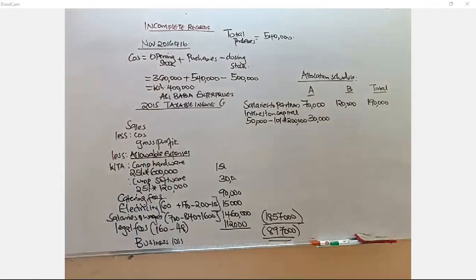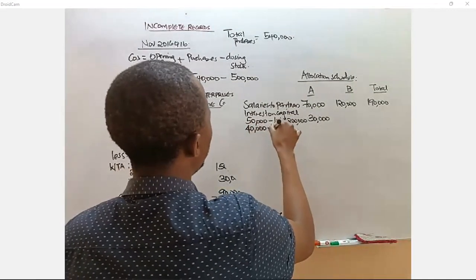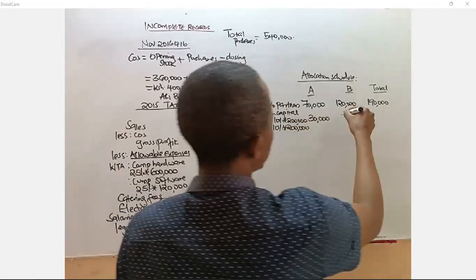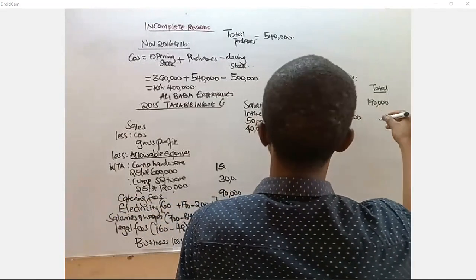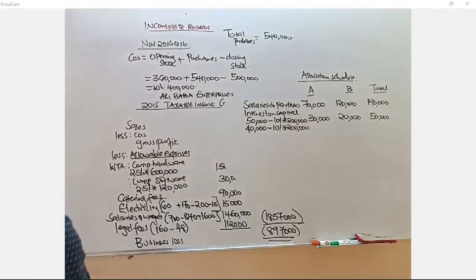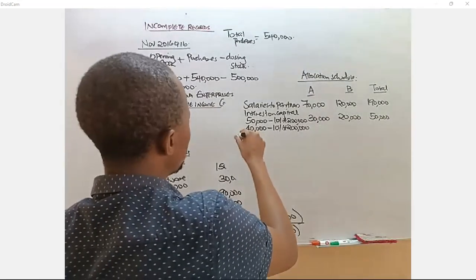The other one, the interest on capital was 40, minus 10% of 200,000, and you're going to be getting 20,000 here. The total interest on capital is 50,000. Nothing else is affecting. We don't have bonuses, we don't have commissions, we don't have interest on drawings. So we just need to be closing our question by sharing our loss here to the partners.